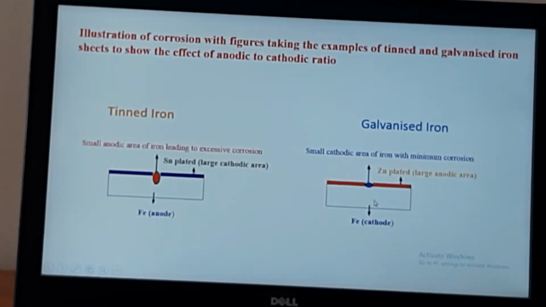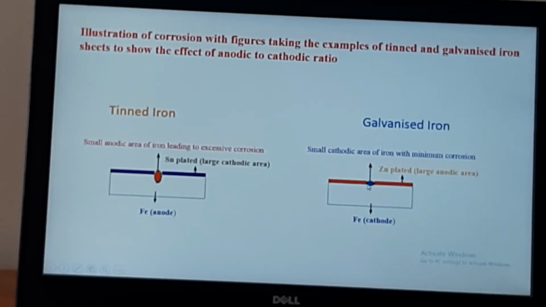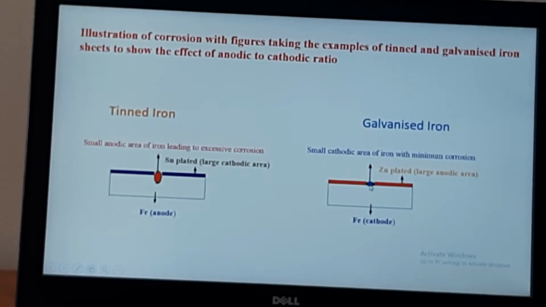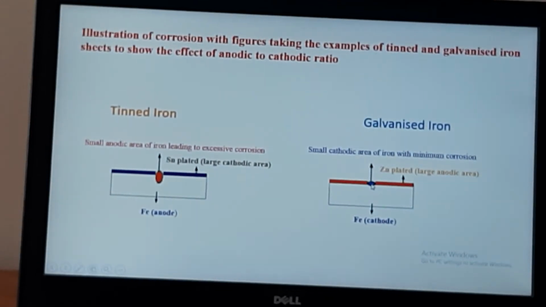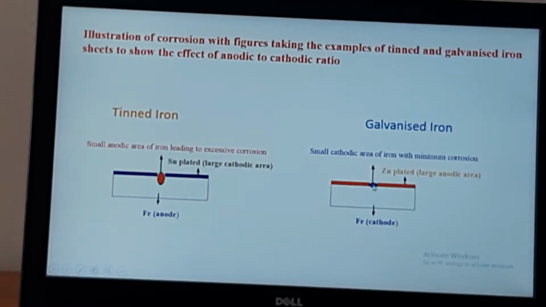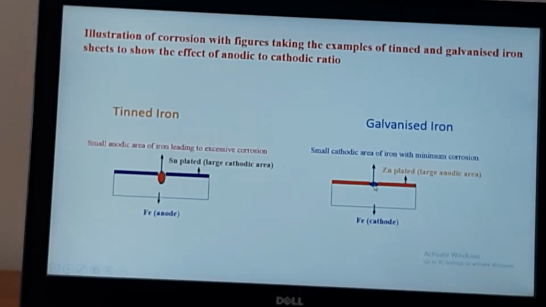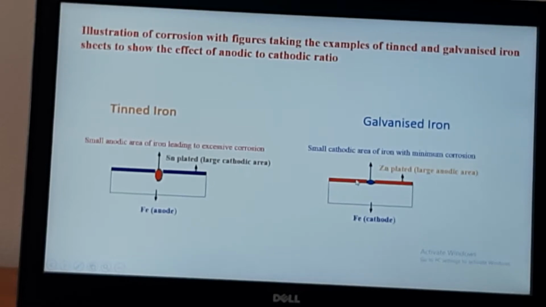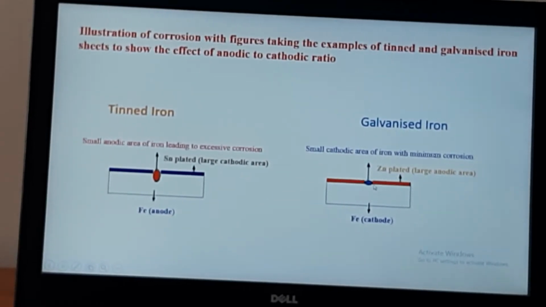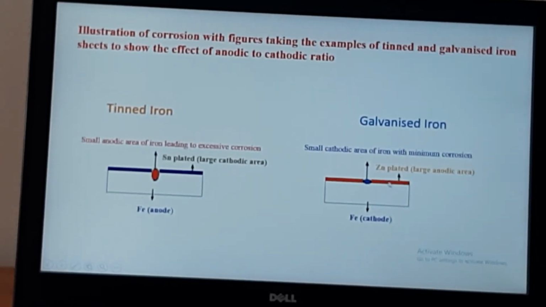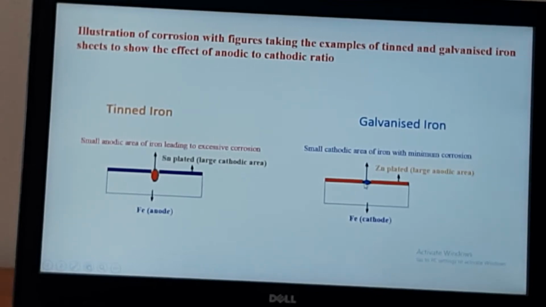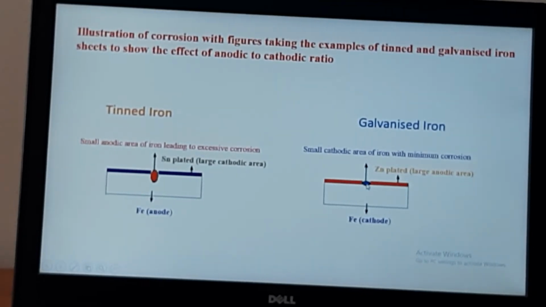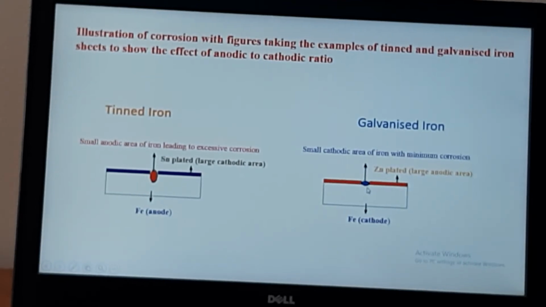Whereas in this galvanized sheet of iron, the small scratch which is formed is the small cathode, because zinc is anodic to iron. Therefore, this large red surface shown by the zinc plating forms the anode. The anode is very large compared to the small cathode. So it leads to very little or no corrosion on the galvanized sheets.